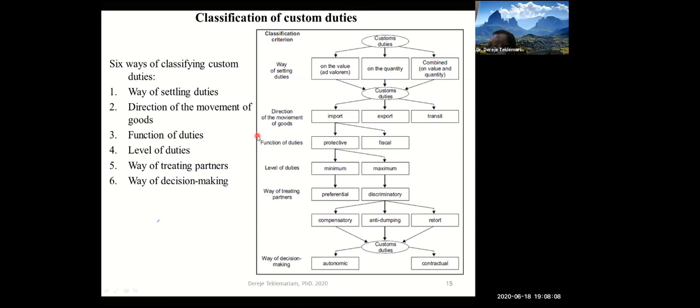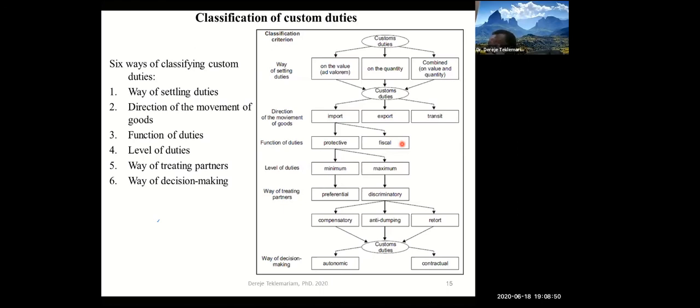The third way of classifying custom duties is based on the function of the duties. What is the function of that trade restriction? It may be purely fiscal, generating income, let's say. The government may tax to collect some source of income, to protect domestic banks or markets, and not to disturb the capital market, so interest rates.